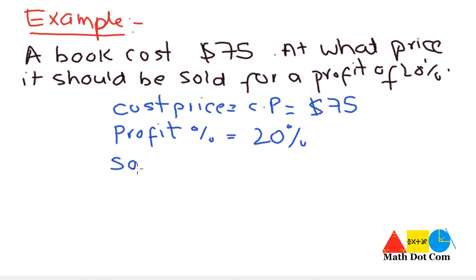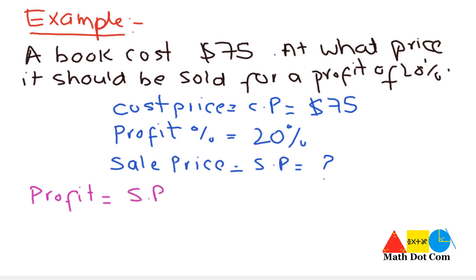The sale price, SP equals question mark. So we have to find the sale price. What we will do, first we will see, can we find the sale price from the profit formula? Let's see, is it possible? Profit is equal to sale price minus cost price. Okay, let's see what we have.